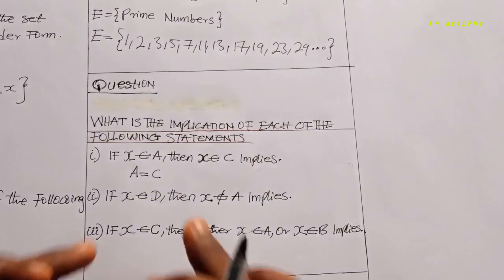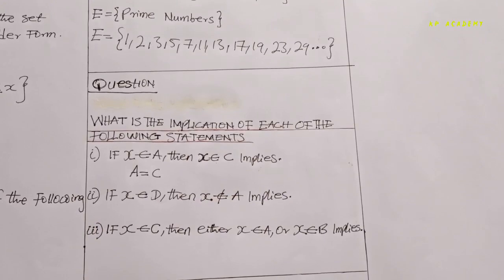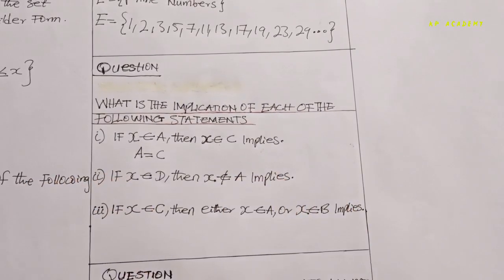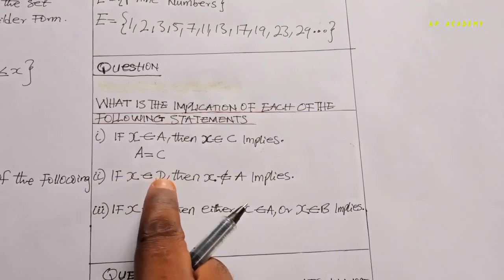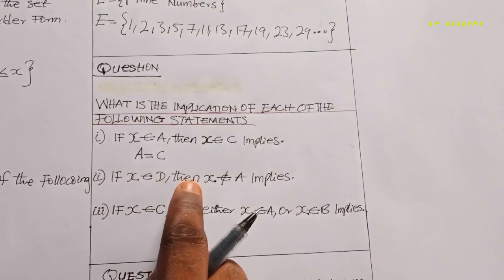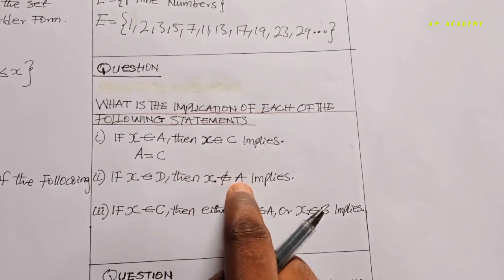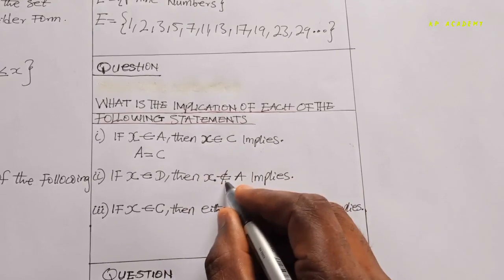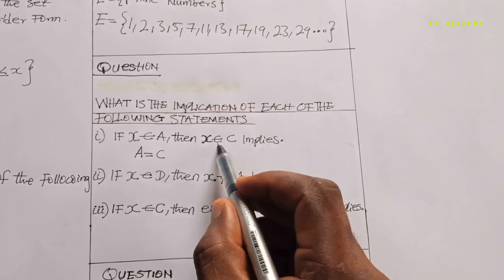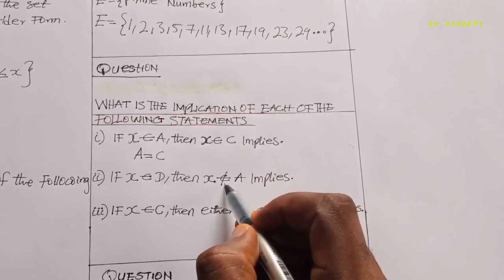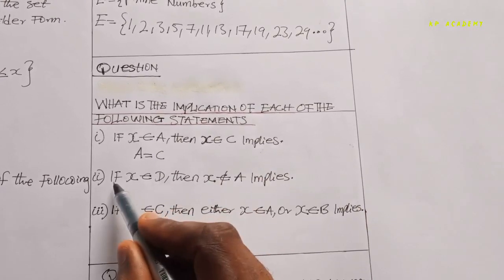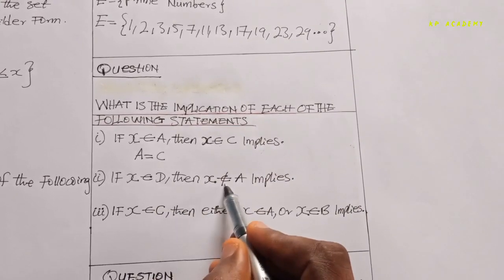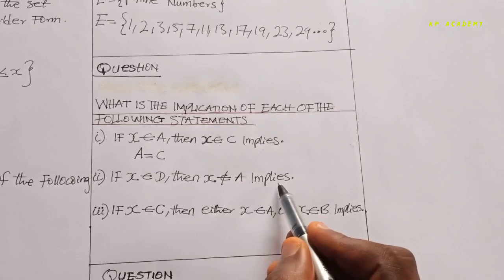Simple. Now, what about the second one? In the second case, it says if X is an element of D, then X is not an element of A. So this symbol you see here means not an element, and of course, this one means is an element. Let me do it again. It says if X is an element of D and X is not an element of A, implies what?